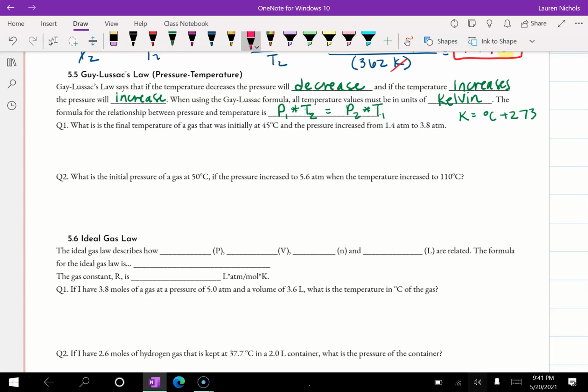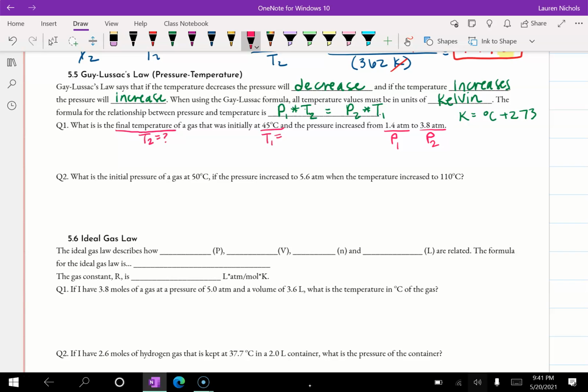So if we look at this first question, it says, what is the final temperature? Okay, so they want to know what is going to be T2. What's the temperature at the end? That was initially at 45 degrees Celsius, so we got our T1. And the pressure increased from 1.4 atmospheres to 3.8 atmospheres. So that language lets us know that 1.4 atmospheres comes first and 3.8 atmospheres comes second. It started at 1.4 and ended at 3.8.